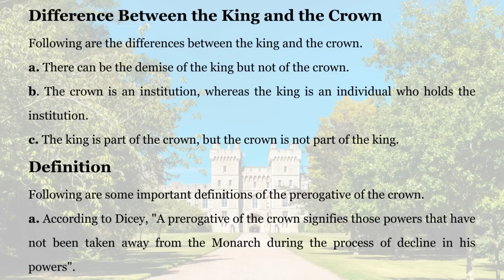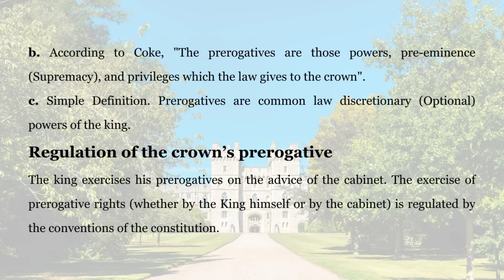Definition. Following are some important definitions of the prerogative of the Crown. A. According to Dicey, a prerogative of the Crown signifies those powers that have not been taken away from the monarch during the process of decline in his powers. B. According to Coke, the prerogatives are those powers, preeminence, supremacy, and privileges which the law gives to the Crown. C. Simple definition. Prerogatives are common law discretionary, optional powers of the king.